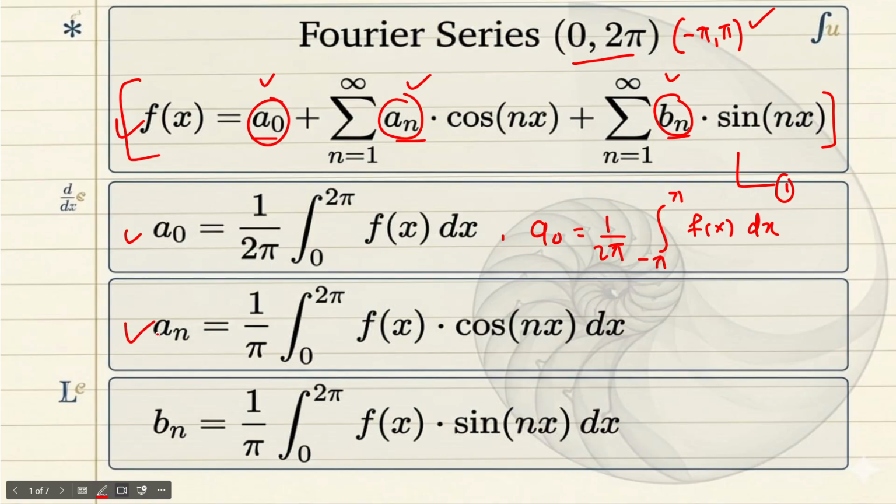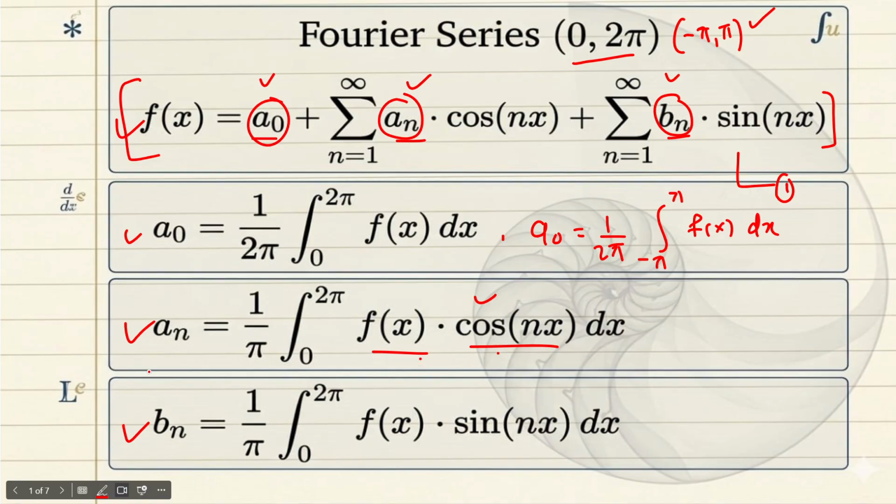Similarly, the formula of an is 1 over pi, given limit 0 to 2 pi, so put here 0 to 2 pi, f(x) into cos nx. Always remember in an we use the cos term. So to find the value of an you have to use f(x) into cos nx, which means you have to use the u into v formula. In the next slide we'll see the u into v formula also, but remember that to find the values of an and bn you must use the u into v formula.